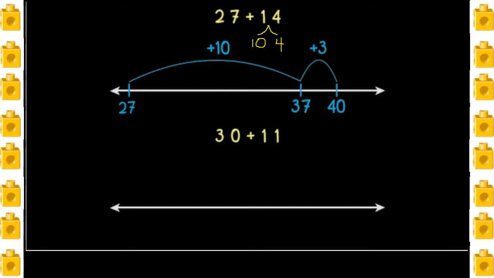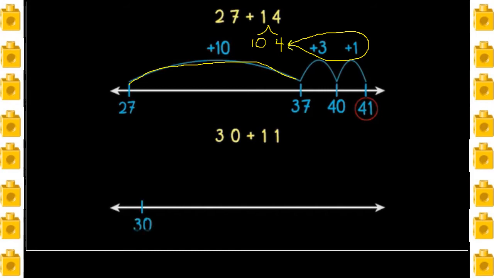And we're going to jump 10, and that's going to make us land on 37. Now let's try to make a zero number. Well, 37 plus 3 is 40, and if we have one more left over, we'll just add that one space, and 40 plus 1 is 41, and that 3 plus 1 came from that 4. So 27 plus 14 is 41.